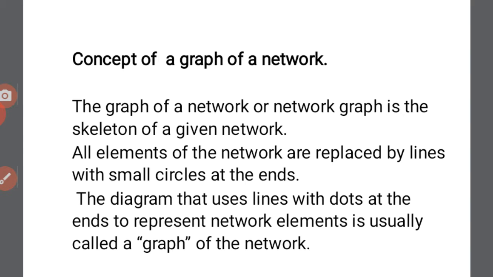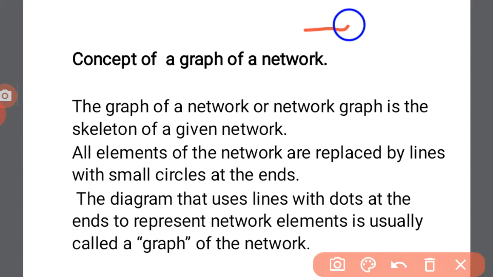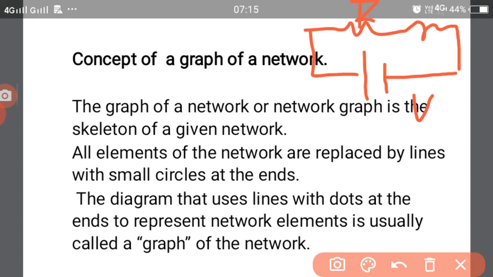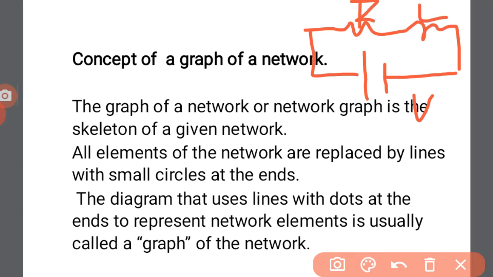Suppose, for example, the network is a resistor and an inductor. These two are connected to one voltage source V. The resistor is R, and the inductor is L. These two elements are connected to the voltage source. So how is this to be represented? All the elements of the network are replaced by lines with small circles.